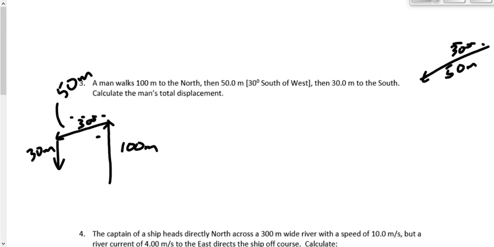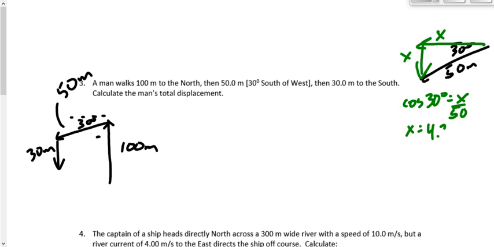I was really happy with how a lot of people redrew this diagram. Once we found the x and y components of this, people redrew it over here. We say cosine 30 degrees is equal to x over 50. That's adjacent over 50. X is equal to, what is it equal to here? 43.301. And we'll say sine 30 degrees is equal to y over 50. Y is equal to 25.